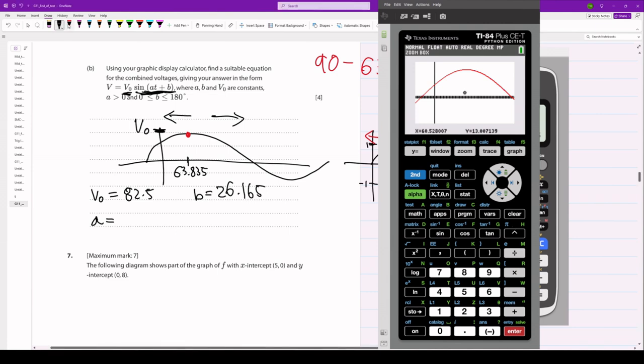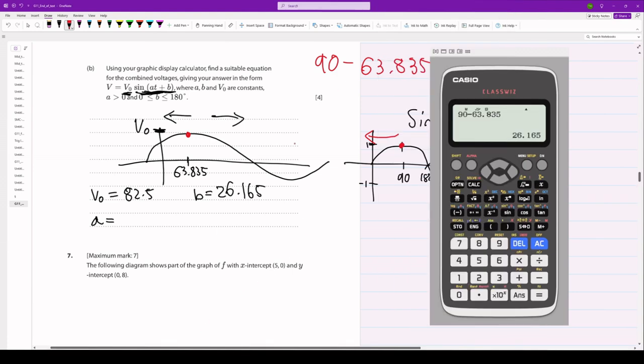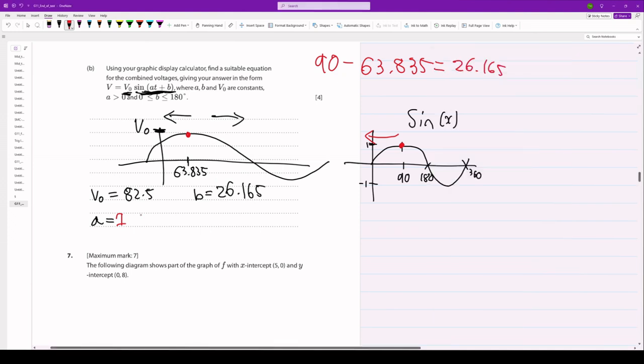So, A isn't there, so it's going to be just 1. And it's an answer, so I should really write that in black. Job done. So V is equal to 82.5 sine t add 26.165.